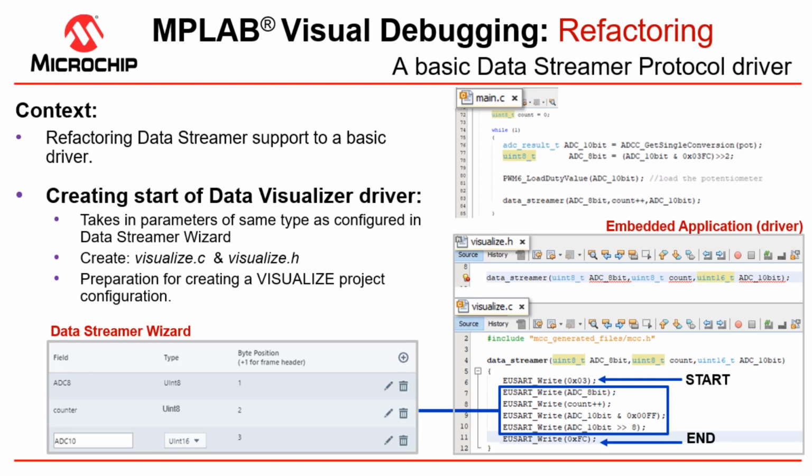In the last video, we introduced the data streamer protocol as a way of graphing multiple variables or variables of more than 8 bits. In this video, we create a basic driver functionality for the data streamer protocol. So we split the support out into visualize.c and .h. And we are all set to begin exploring multiple project configurations in the next video.